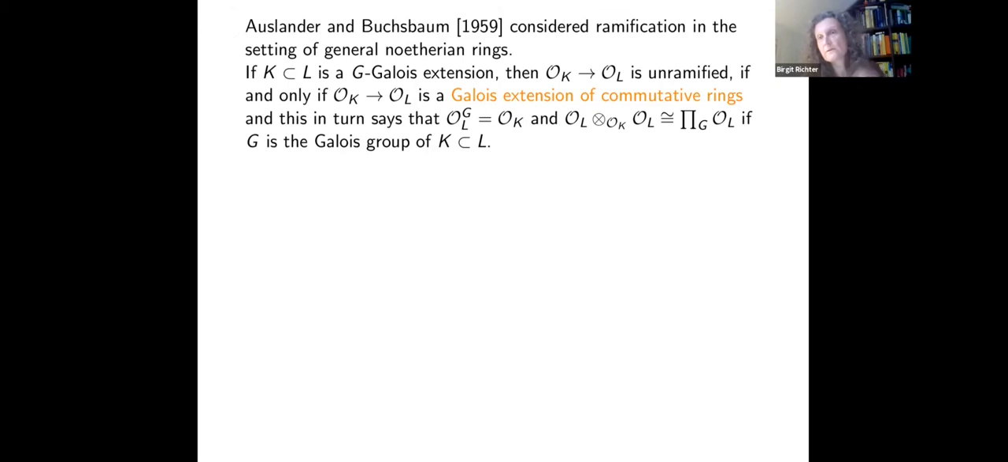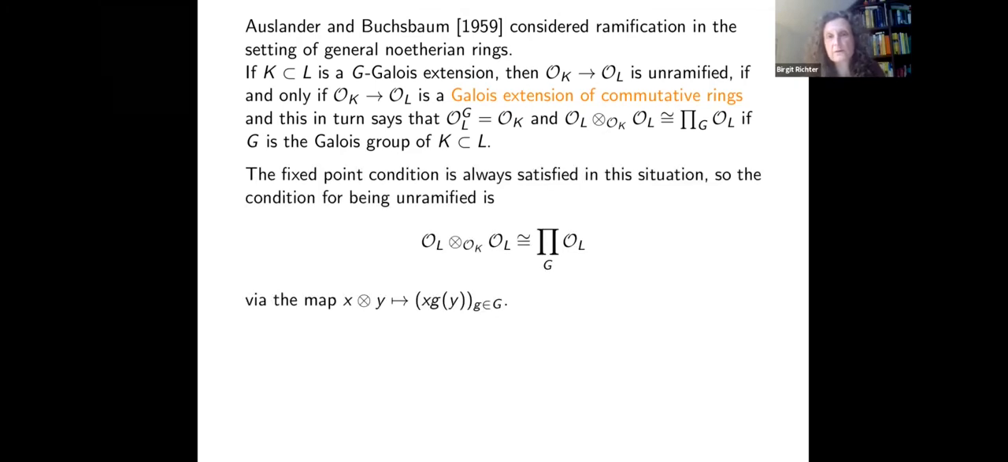For instance, in the example we had, the Gaussian integers, the fixed points are fine. You have complex conjugation and the fixed points are the integers, but still you have ramification, and ramification will show up in that second condition. This is not an isomorphism, and to be extremely precise, the map is important.